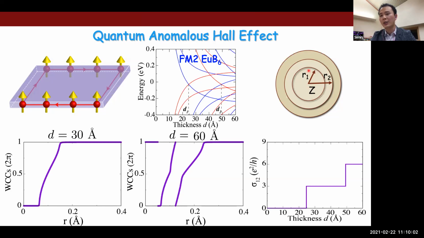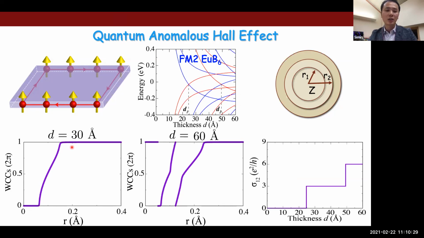Then we can calculate the Wannier charge center of this Wilson loop. By studying the evolution of the Wannier charge center as a function of the radius of the circle, we can get the topological invariant of this thin film. So when the thickness of the thin film is equal to 30 angstrom, the Wannier charge center shifts upwards, so the Chern number is 1.